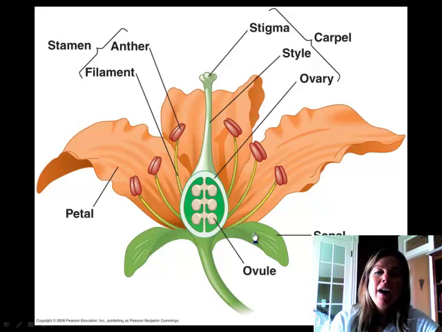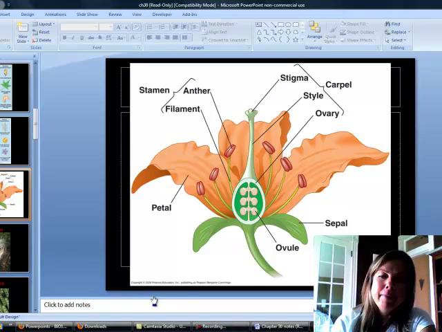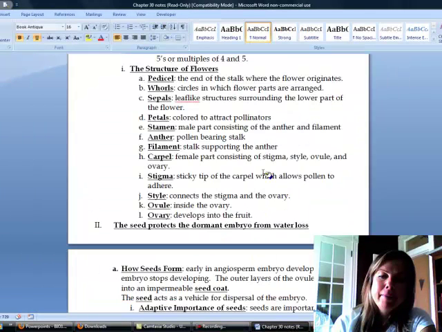Okay, now these things here, these little leaves that are underneath the flower, those are called sepals, and those are going to protect that flower while it's just opening, right? And that's going to be all the parts of the flower.